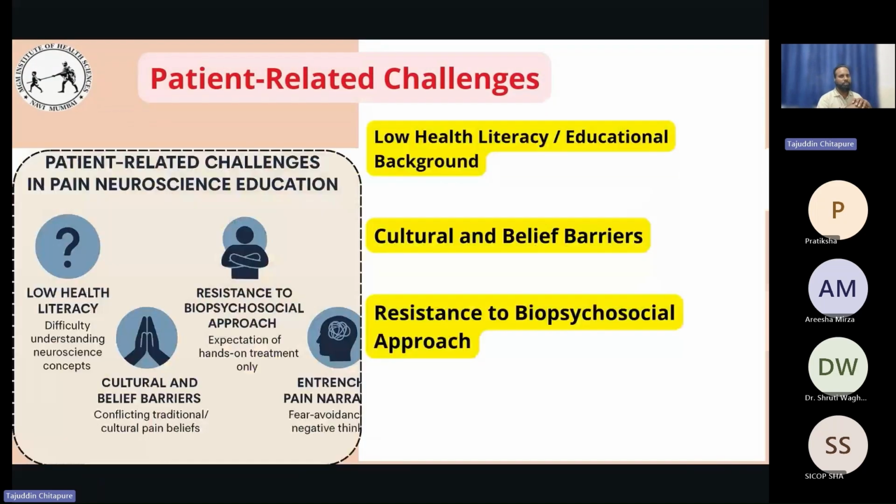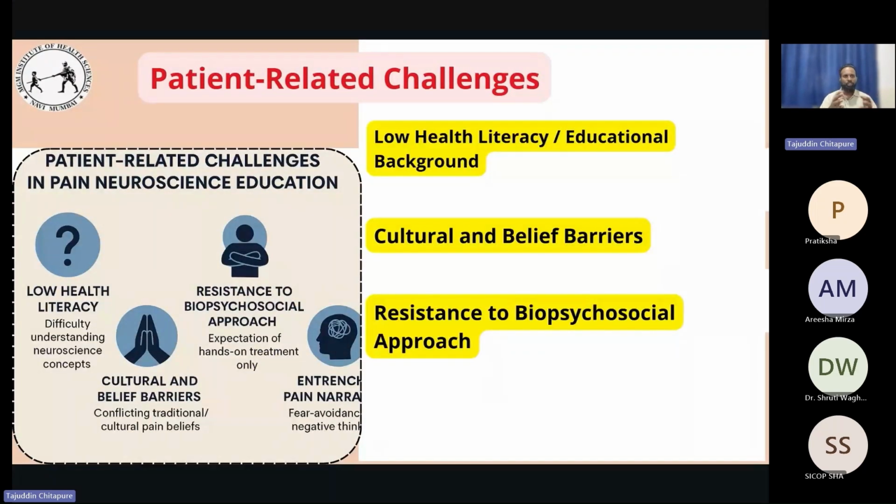Patient-related challenges include low health literacy or education background, where the patient struggles to grasp the abstract concepts of neuroscience education. A misconception or misunderstanding that pain is in the brain may be perceived by the patient as dismissive. Cultural and belief barriers are another area, where the patient may believe pain is due to some karma or punishment, that this happened because of something they did. A patient may have false beliefs, like aging or structural damage is leading to this pain. So there is a misalignment between the scientific model and traditional cultural pain beliefs. This is an important barrier in patient-related challenges.